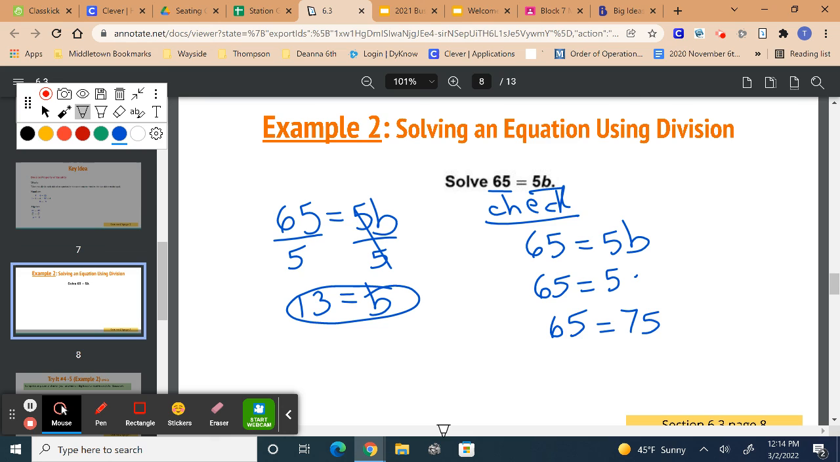Does anyone have any questions? Luke? Why would you cross out the 5 and 5? Because you want those 5s gone because B is now alone. Right? Because 5 divided by 5 is 1. So when you have B by itself, what's in front that's invisible? 1. Okay, does that make sense?